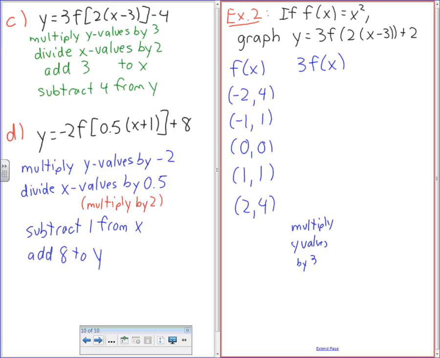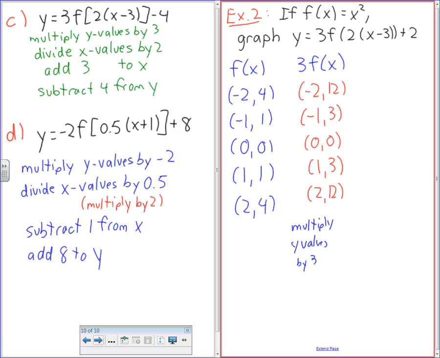So my points are going to be negative 2, comma 12, negative 1, comma 3, 0, comma 0, 1, comma 3, and 2, comma 12. Now's the time to please ask questions before I continue. All right, so nothing happens to the x values, right? But the y values are just stretched. Right, so the x is untouched. Yes. Okay.